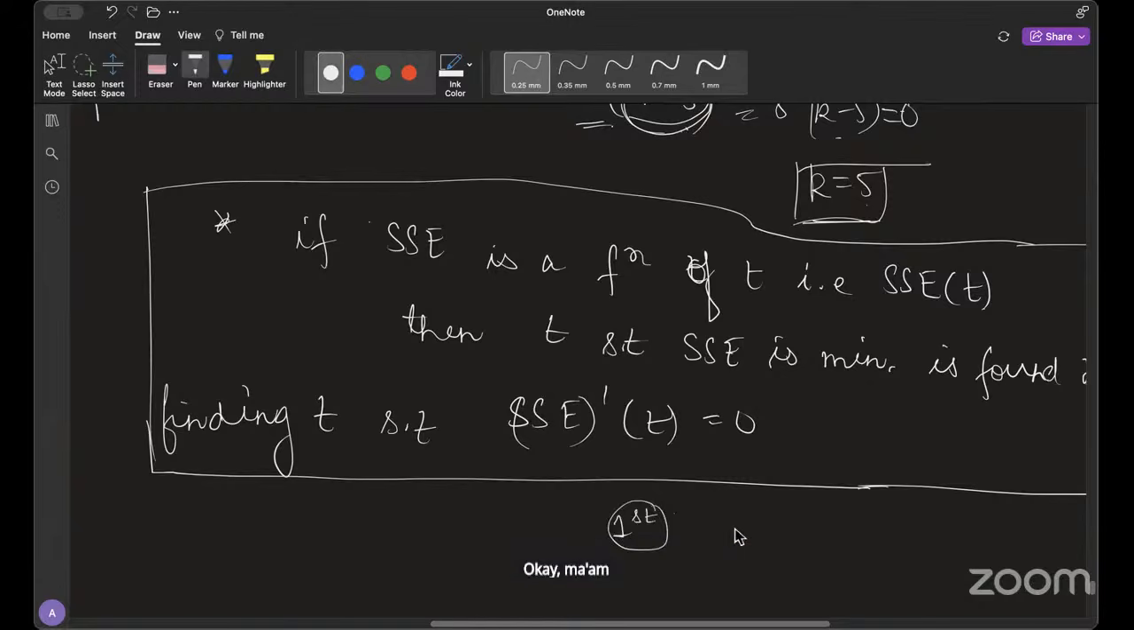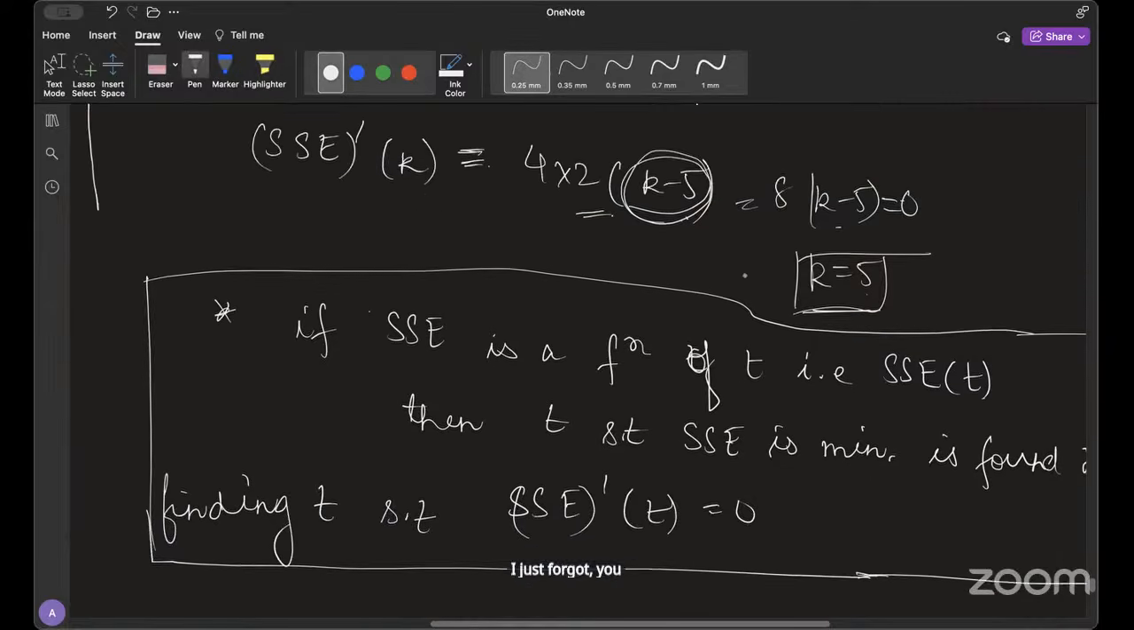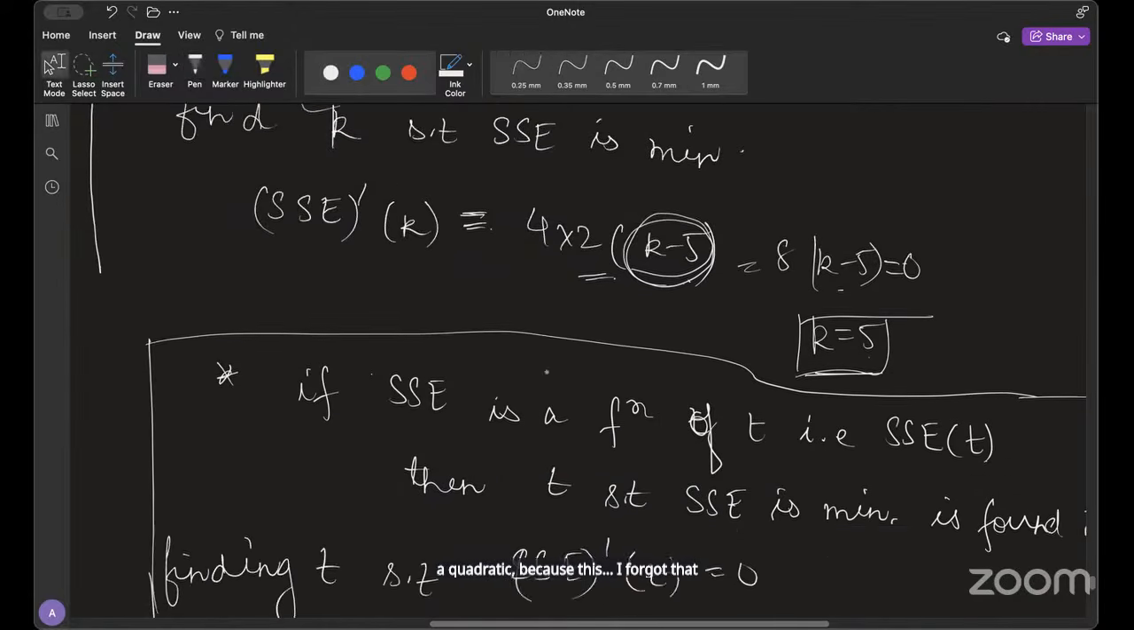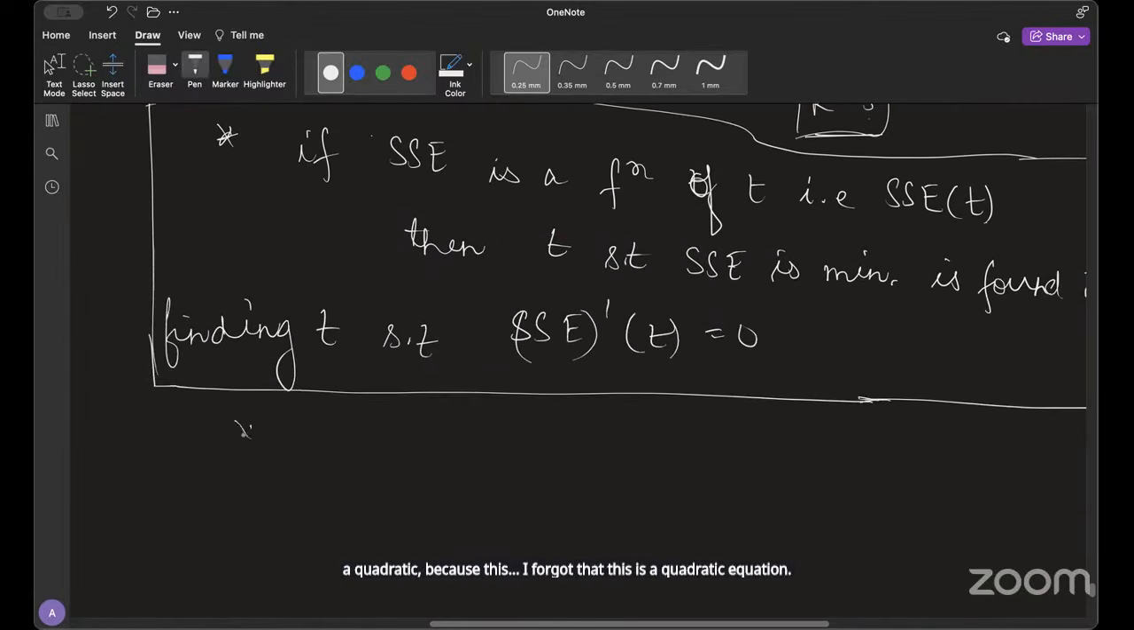Okay, ma'am. Or we can also apply that quadratic formula, right? The vertex of this quadratic function. Yeah, you can also apply that. I just forgot that you have a formula to find the minimum of a quadratic, because I forgot that this is a quadratic equation. Yes, ma'am.